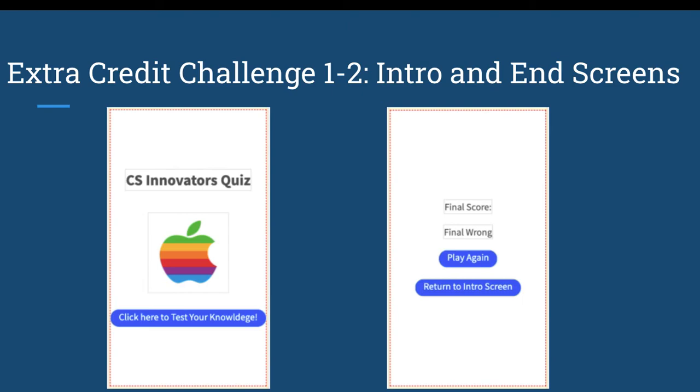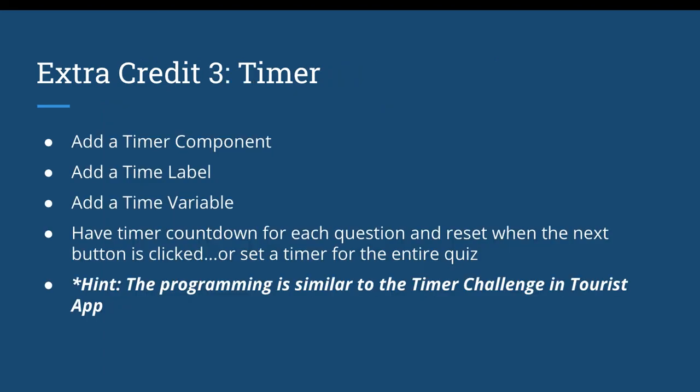You're not expected to do this, but if you want some extra points or want to add some things, you can add some intro and end screens. So we have the CS Innovators quiz as an intro screen, and it's got an image and a button to start the quiz, and then we have an end screen at the end of the quiz that'll tell you the final, or how many you got correct, how many you got wrong, whether you want to play again or return to the intro screen. Last extra credit challenge, this is a bit harder, and this is adding a timer.